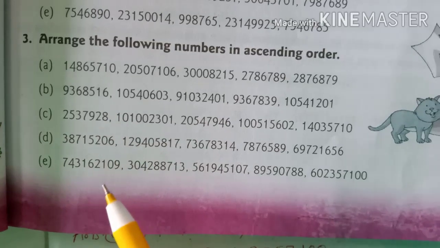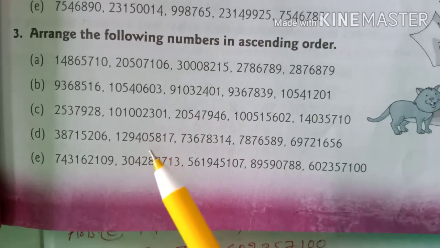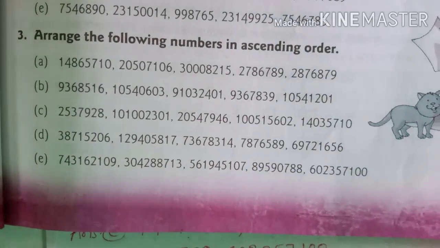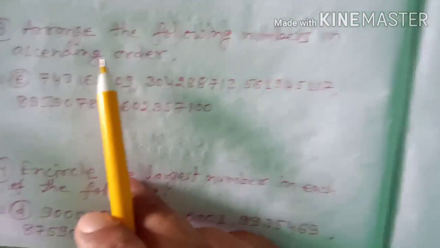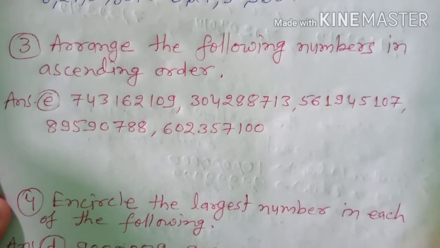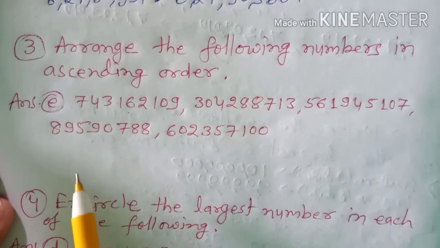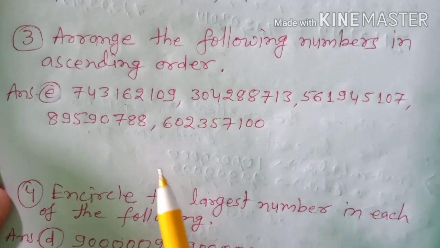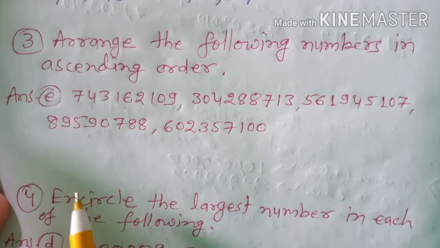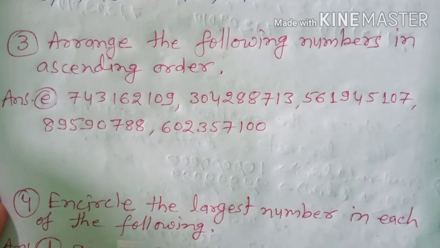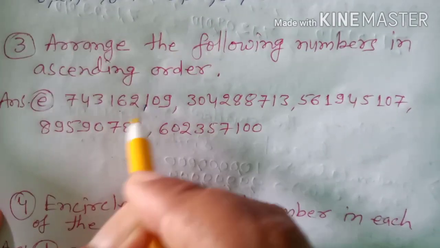Here A to E questions are given to you. I am taking an example here for instance. So see, this is question number 3. Arrange the following numbers in ascending order. Children, you all know that in ascending order you have to set the lesser number first, and then the greater number. From less to greater, this is the order of ascending order. So first we will put commas to understand the numbers.